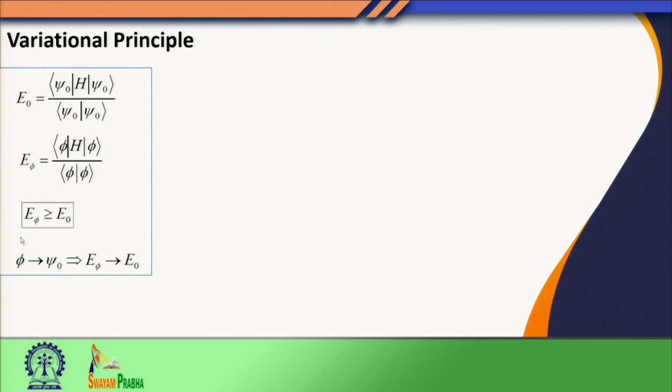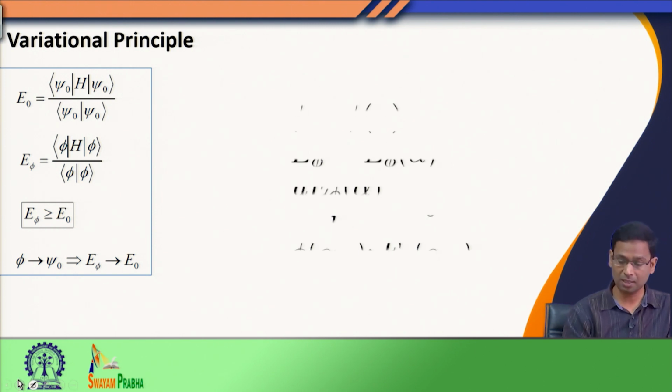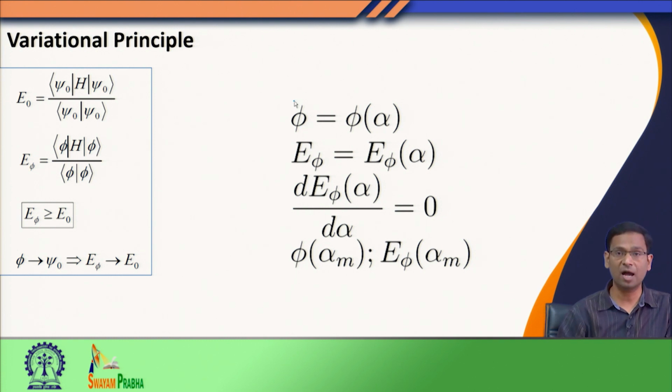In that case, we would say that in the limit where E phi approaches E 0, that means the energy corresponding to the trial function approaches the ground state energy E 0, then the trial function phi would also approach the true ground state function. Technically, how do we do that? We defined phi, the trial function, by defining a variable alpha within it, and therefore when you obtain E phi, all other variables go away because we are integrating with respect to all the coordinates. So the energy E phi will be a function of alpha.